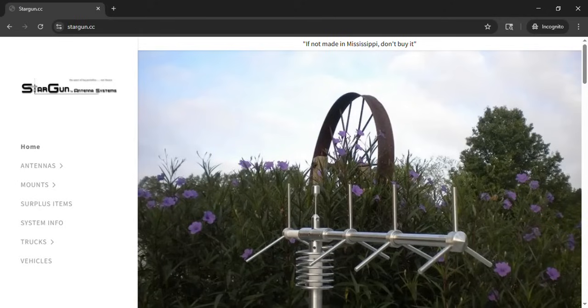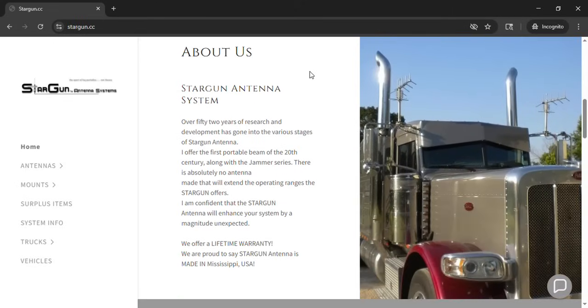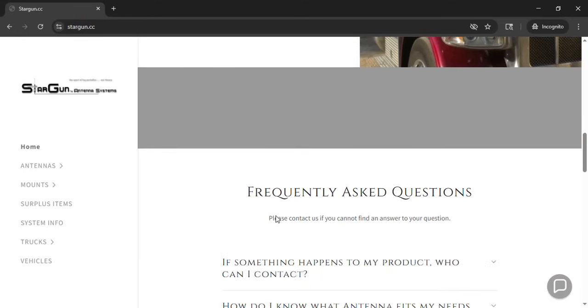So you got Stargunn. This is their website. "If not made in Mississippi, don't buy it." Okay, so obviously they're made in Mississippi. Here's their contact information. "Over 50 years of research and development has gone into various stages of Stargunn antennas, offering the first portable beam of the 20th century along with the Jammer series. There is absolutely no antenna made that'll extend the operating ranges the Stargunn offers. I'm confident that the Stargunn antenna will enhance your system by a magnitude unexpected. We offer a lifetime warranty. We're proud to say Stargunn antenna is made in Mississippi in the USA."